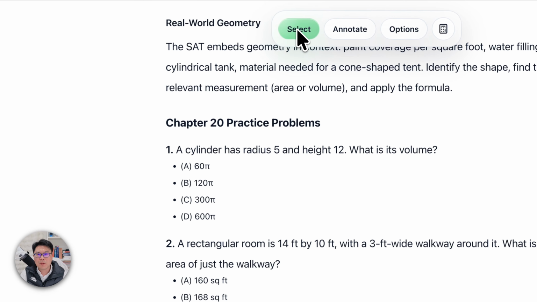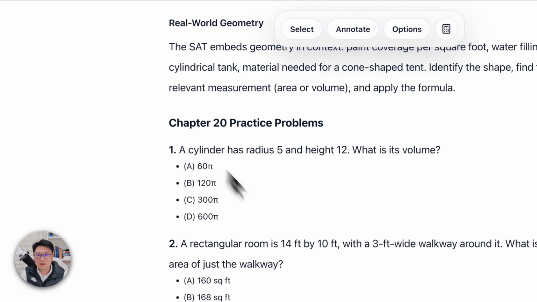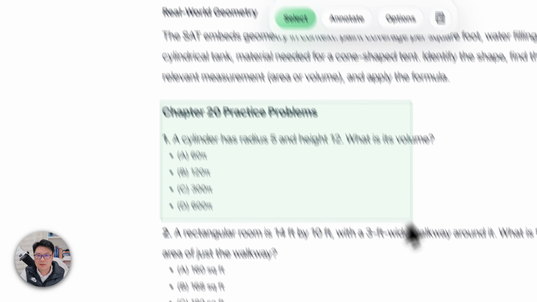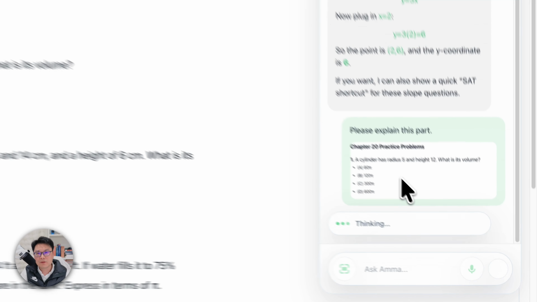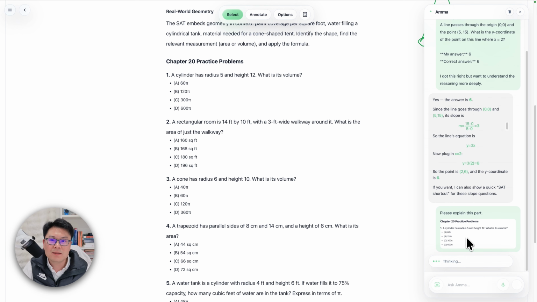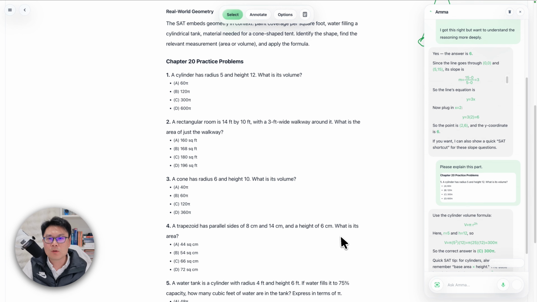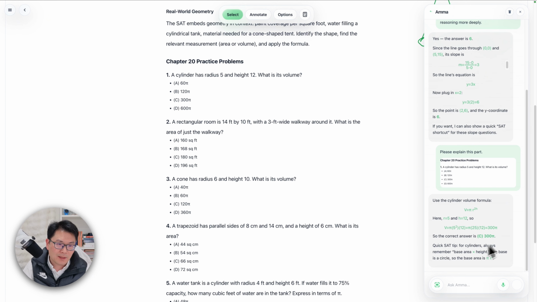You can use the select button to select the problem that you were working on. Let's just select it, and then send to Emma. The problem is sent over in just one click. It's pretty convenient. You can also select the whole screen to take a screenshot and send it over. And see, she has already explained it.